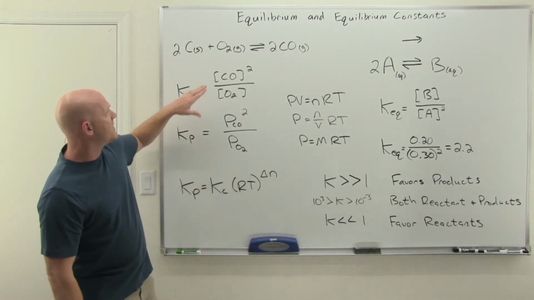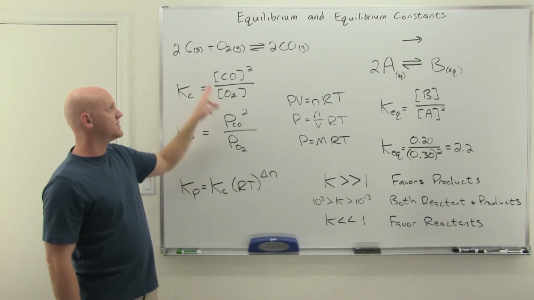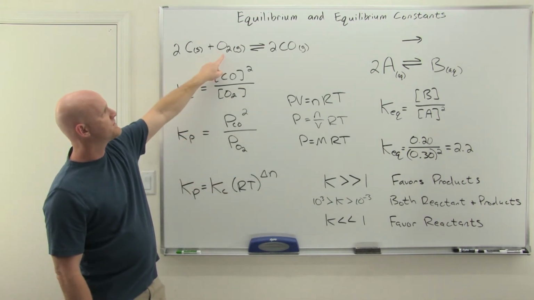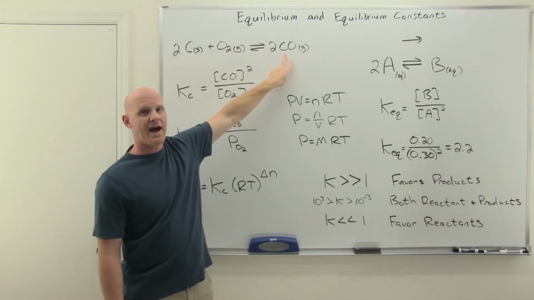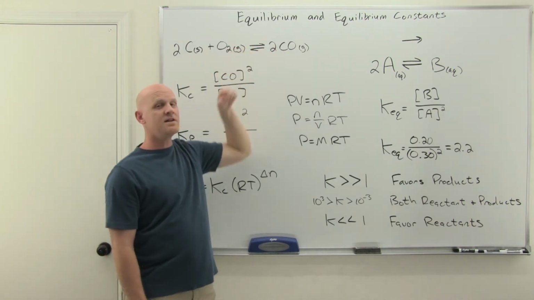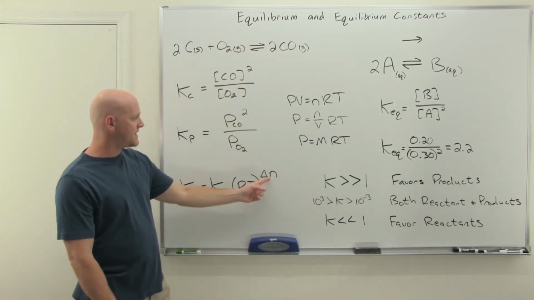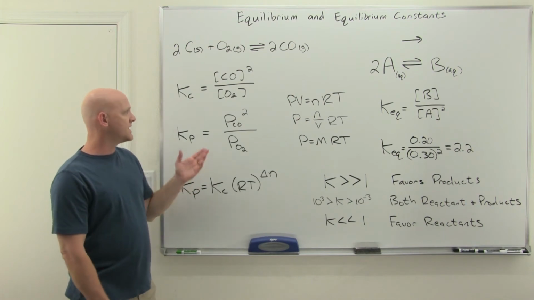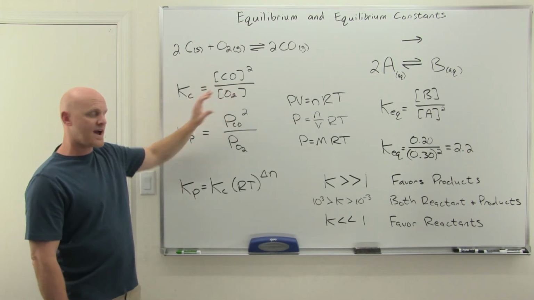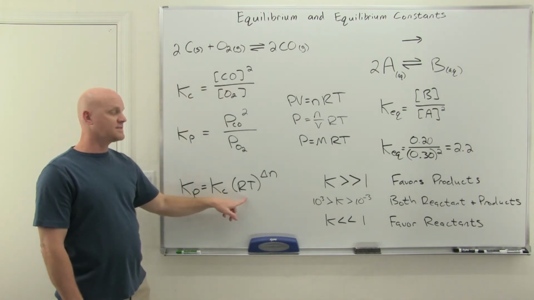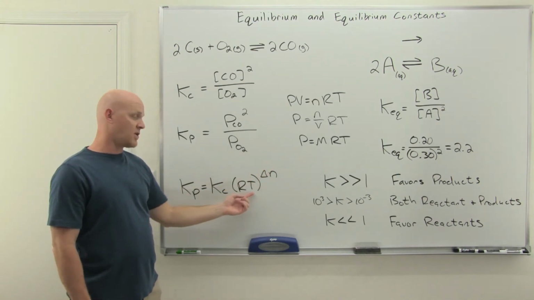So in our case, it's only about the moles of gas. We couldn't care less about the solid. So in this case, we're going from 1 mole of gas to 2 moles of gas, and so it's an increase in the number of moles of gas by 1. And so delta n would be 1. And so the relationship between Kp and Kc for this reaction would be Kp equals Kc times RT to the 1 power, which is simply RT.